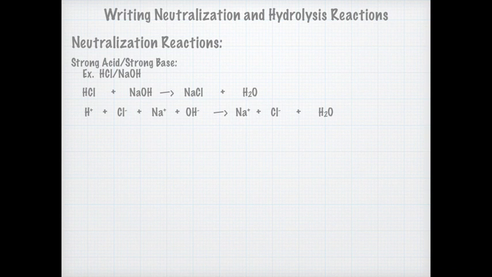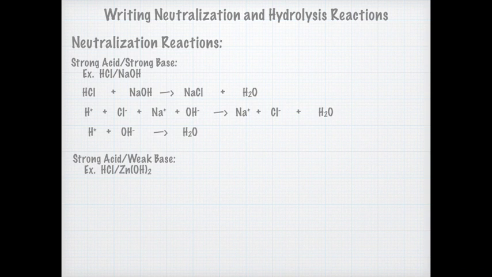Keep in mind to write your net ionic equation, you will eliminate anything that stays the same on both sides, anything that is a spectator ion. So the sodium ions and the chloride ions will be eliminated. Your final net ionic reaction is going to be hydrogen ions reacting with hydroxide ions to form water. That's all it is with a strong acid and a strong base, because you're able to eliminate two spectator ions.